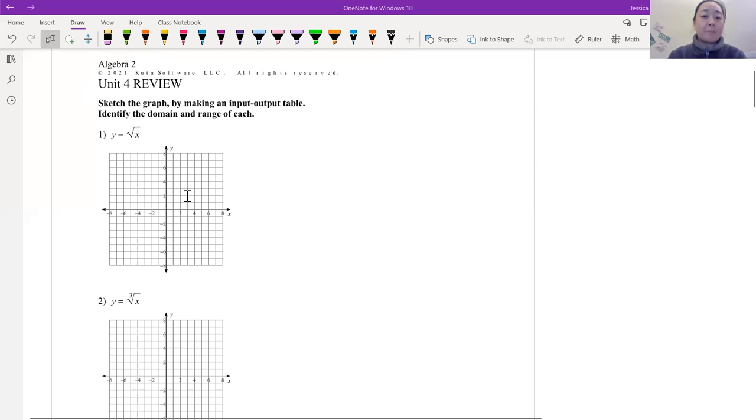And again, if you don't have a printer, you don't need to print it out. You can just write on a separate sheet of paper. No worries. Or you can go on Canvas and then practice on Cami. Either way is okay.